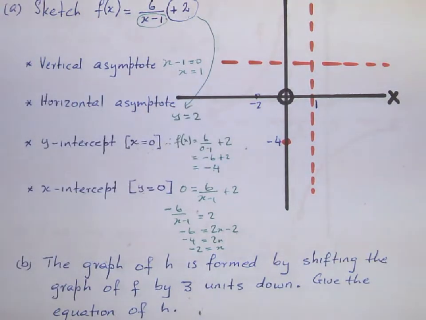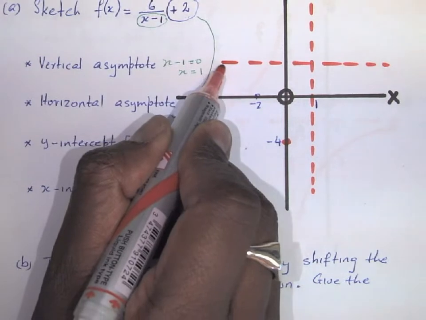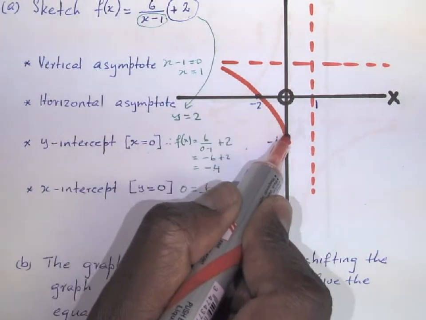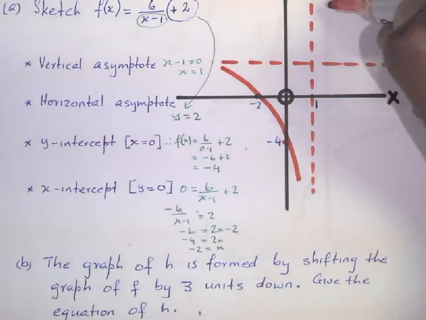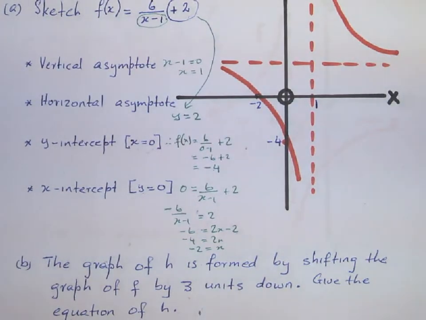Now I can sketch my graph. So my graph now will look something like this, cutting through the y-intercept over there, and then I'll have my other arm over there. So I've got my graph there. That's it. The next one.